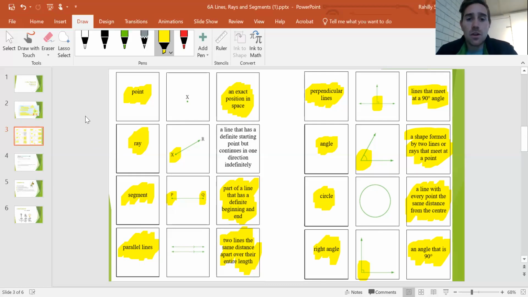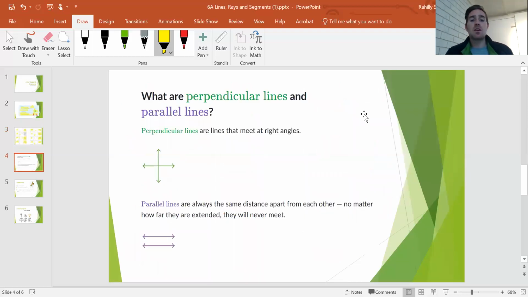So again, you don't really have to copy all these notes in, but it's just an idea. We're going over this quickly to give you an idea of what we're going to be talking about, because we're going to be using this language a lot for this chapter. Okay. Again, you can revisit this video as much as you want to get an idea of what exactly we are doing. Moving on, what are perpendicular lines and parallel lines?